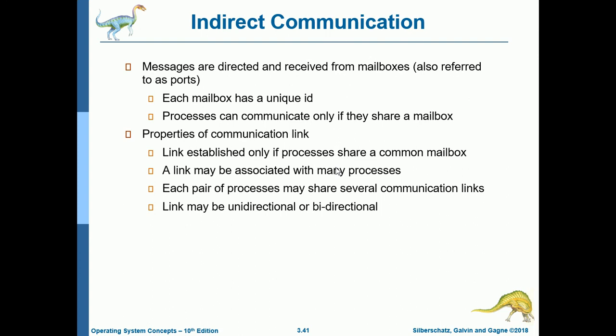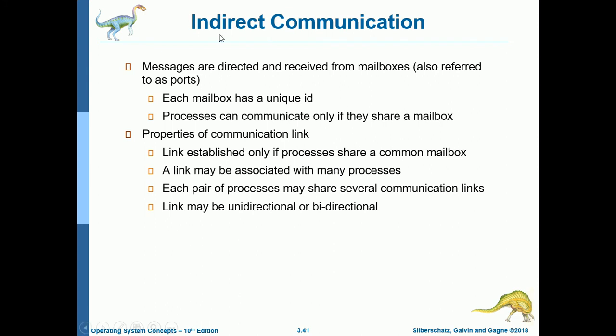So what is the other one, the indirect communication? Messages are directed and received from mailboxes. So instead of direct communication from one process to another, there is a mailbox, also referred to as ports. Each mailbox has a unique ID. Processes can communicate only if they share a mailbox. Properties of communication link: a link is established only if processes share a common mailbox. A link may be associated with many processes. So that is the advantage of indirect communication.